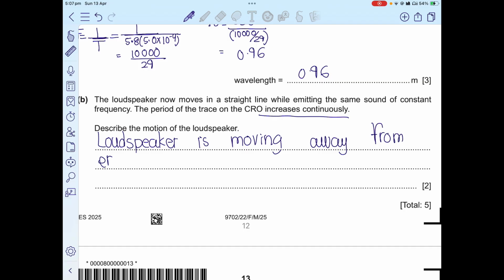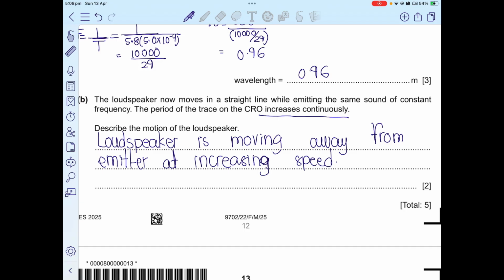And the next part, you can see the importance of the word continuously. Continuously means that at every second the period is getting bigger and bigger. So that means the frequency is decreasing more and more. That means you're going at an increasing speed because you're covering a larger distance every time. Let me just re-explain this if you have not understood.